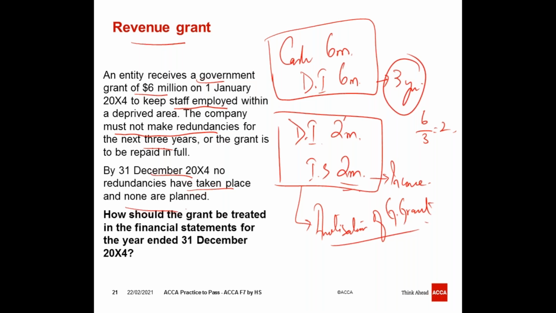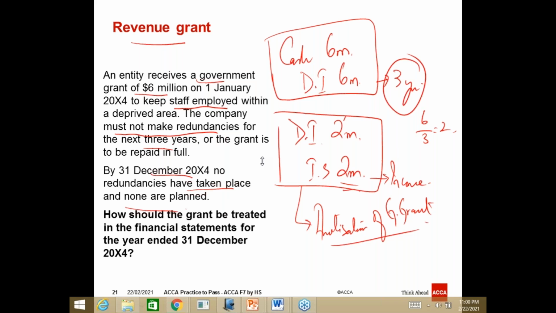What about the expenses that we are being charged for not creating redundancy? The expense will be the wage and salary expense. So in order to support the wage and salary expense, the government is supporting you with a 2 million grant on an annual basis. Why does the government give the grant? Just to support the industries, just to help the industries.